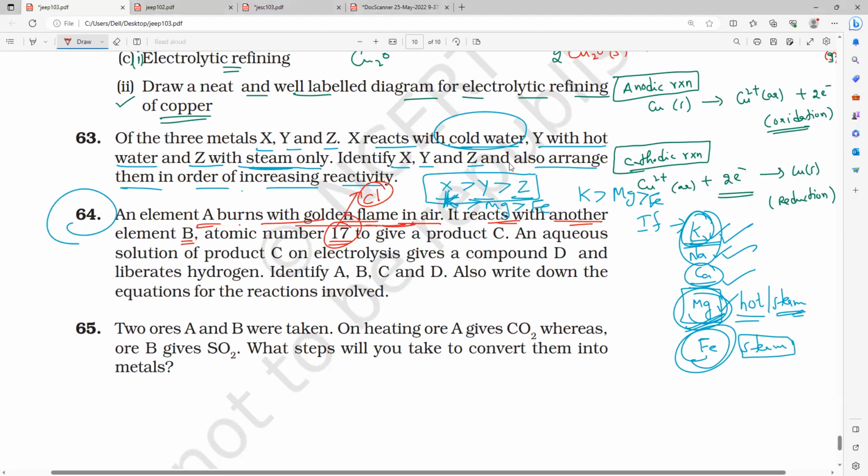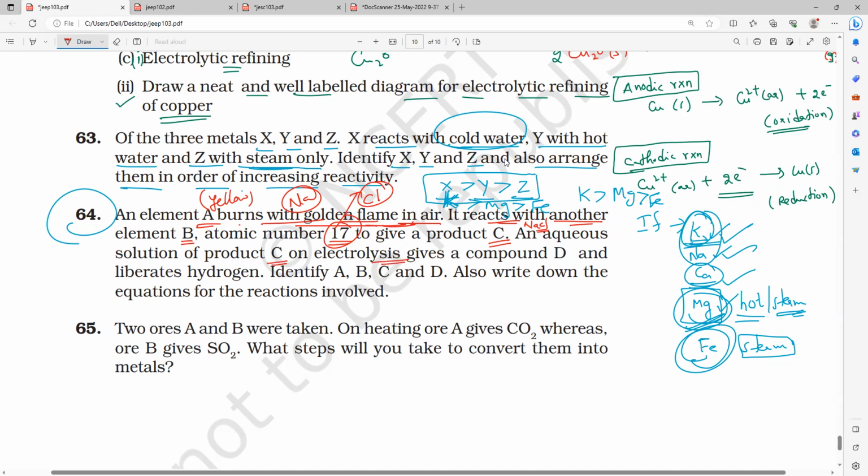Sodium, because it will burn with a golden flame. Golden flame means yellow color, almost like gold. And it will produce a product C. What is the product C? Sodium and chlorine will react. What will it produce? Sodium chloride, NaCl.